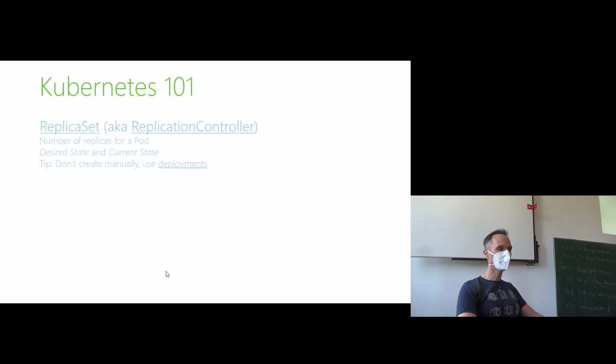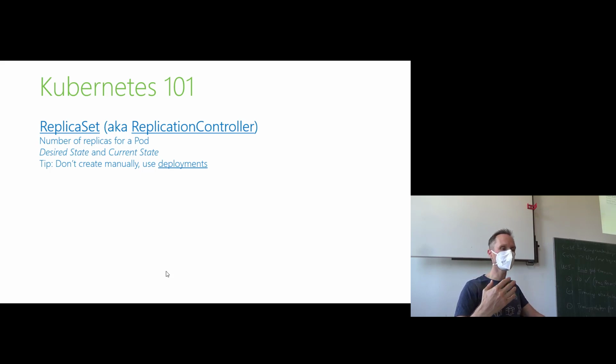The next important thing is a replica set. You typically don't define a replica set directly, but you use so-called deployments. But just to describe what a replica set is, a replica set is a single pod with a number of desired replicas. You can say, give me this pod, but with 5 instances. And the feature that you have 5 instances is part of the replica set. Got it?